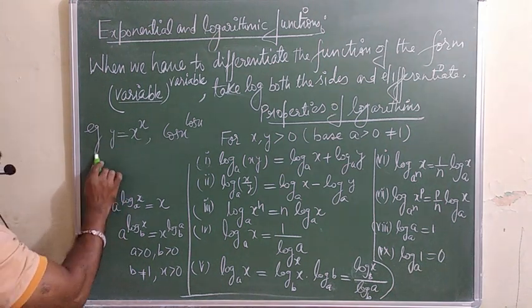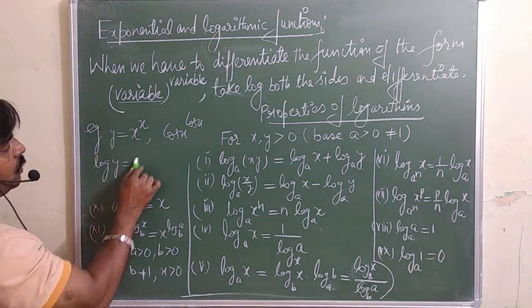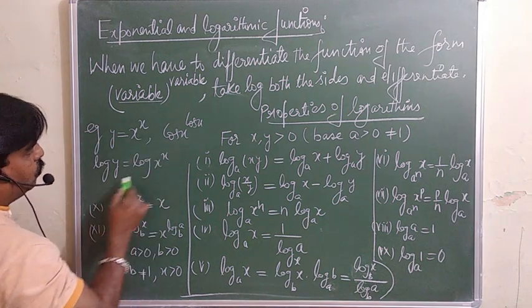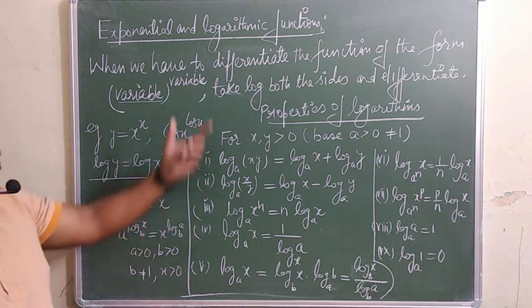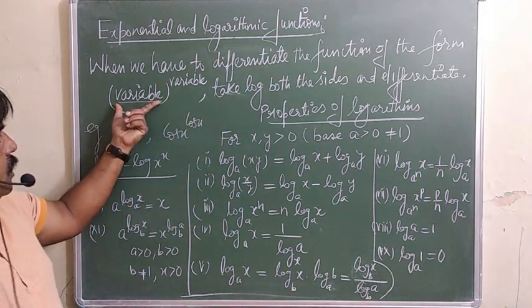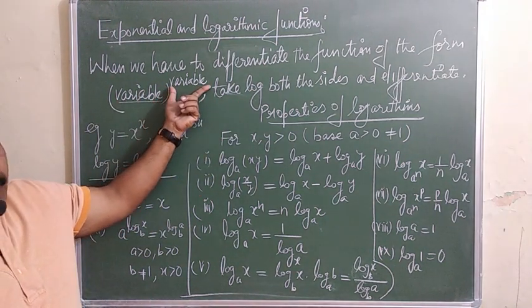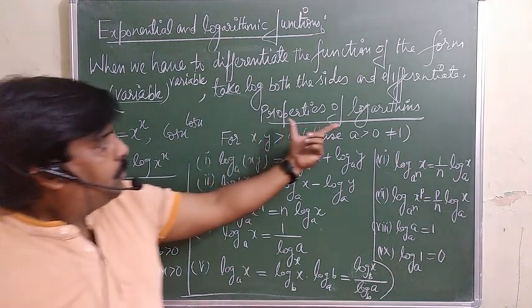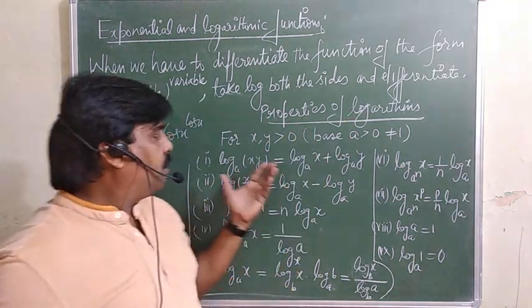Now you can take the log of both the side. Log y is equal to log x raised to power x. You can write up. This one is there. But when we will take the log, in case of there is the exponent of the variable is there only. But before that, you must know about the properties. So these are the few properties are there.